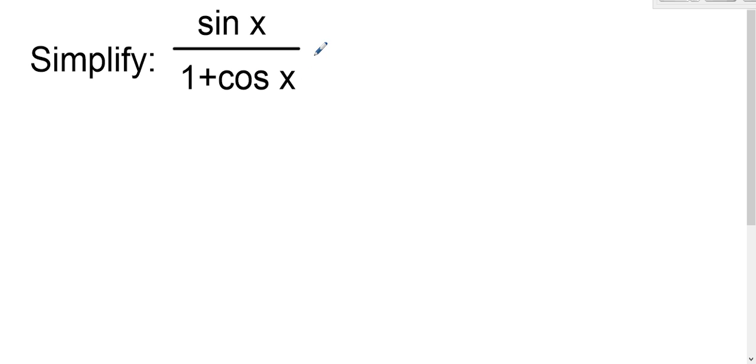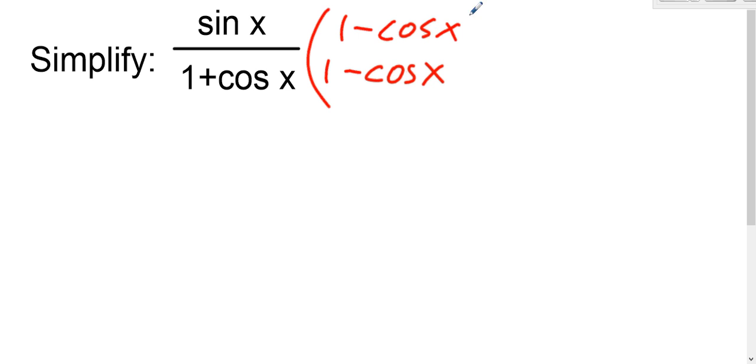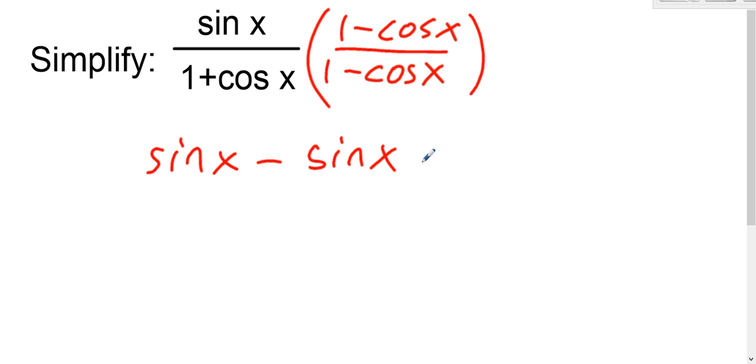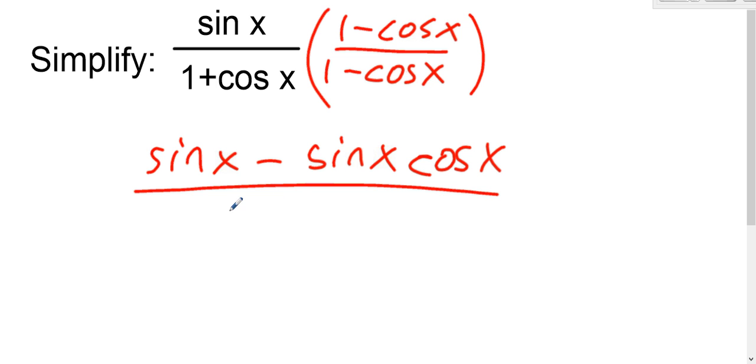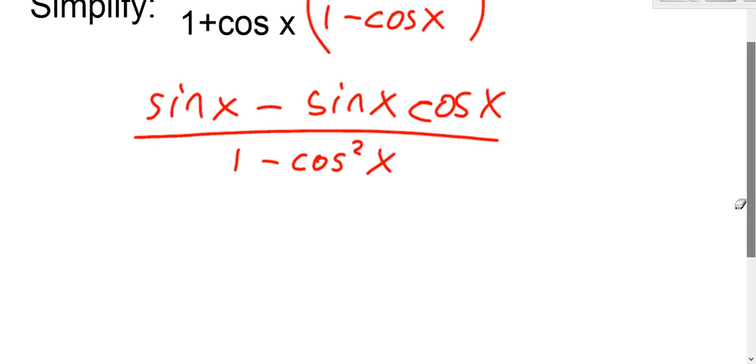So this is pretty close to a Pythagorean identity. 1 minus cosine squared would be a Pythagorean identity. So let's make that be 1 minus cosine squared. If you multiply by 1 minus cosine, you get 1 minus cosine squared in the denominator. So you get sine, I'll distribute, minus sine cosine over, now FOIL that out, you get 1 minus cosine squared. And 1 minus cosine squared is sine squared from the Pythagorean identity.